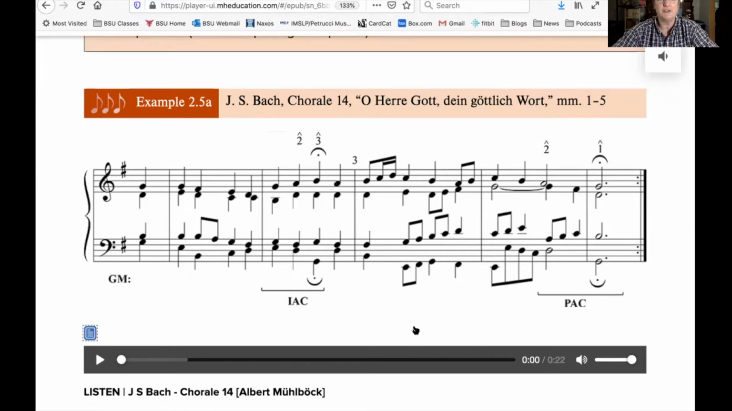Let's listen to this, and as you listen to this, hear the difference in effect between the imperfect authentic cadence that we have first and the perfect authentic cadence that we have at the end.